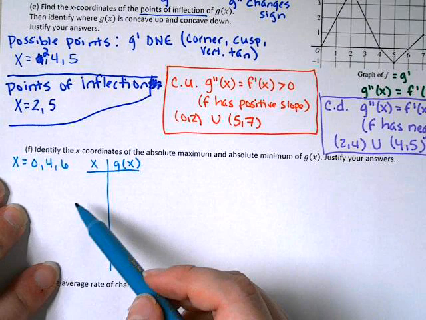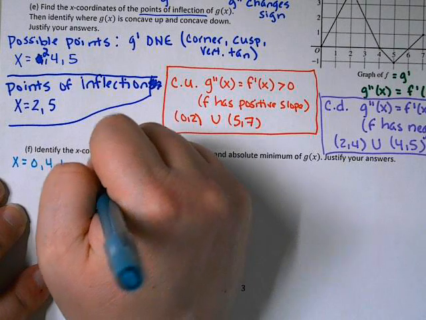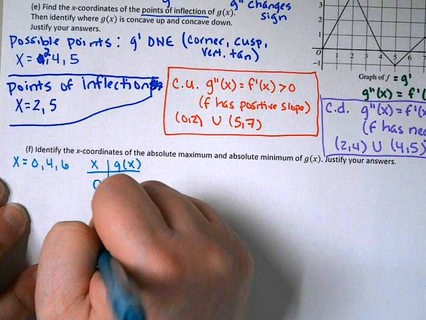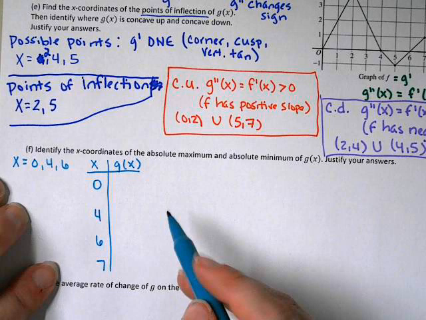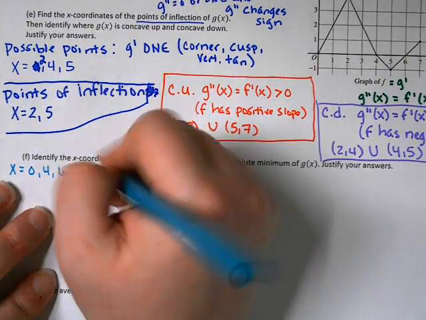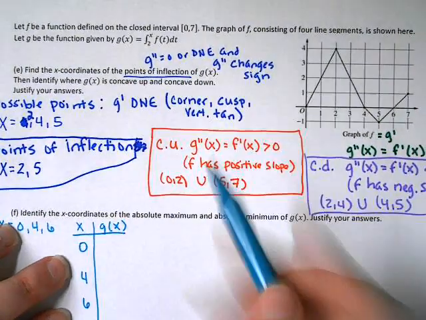And we need to put our endpoints and our critical values in there. So we're going to have 0, we're going to have 4, we're going to have 6, and we're going to have 7. Notice I kind of spaced them out. That's because we're going to have to actually substitute these in to the function that we have above. So g of 0 means take 0 and plug it in here.